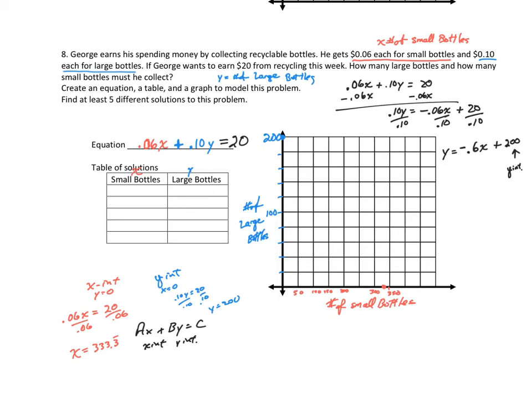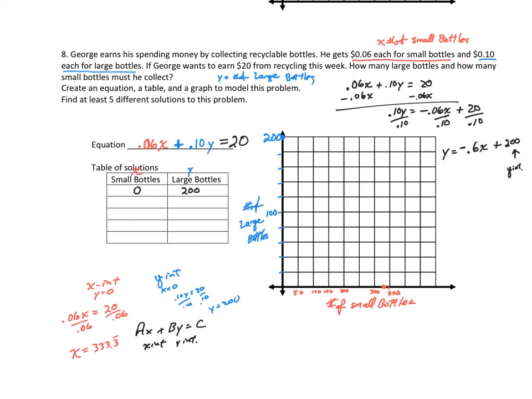Now, my slope isn't really helping me that much. My slope is negative 0.6. But it might help me figure out how to make my table. So let's put some numbers in here. We know that if x equals 0, y equals 200. Let's start there.